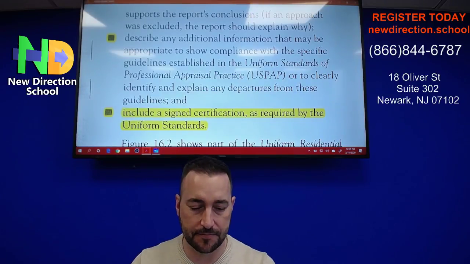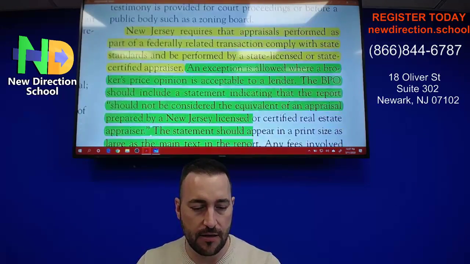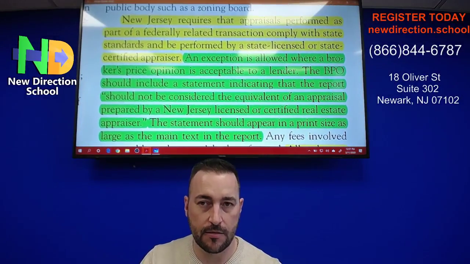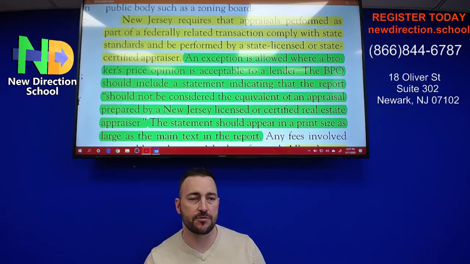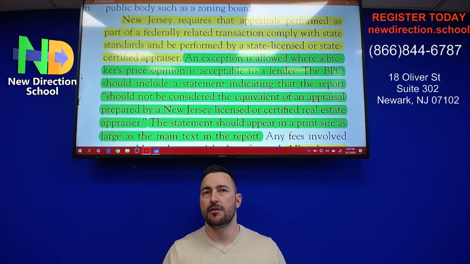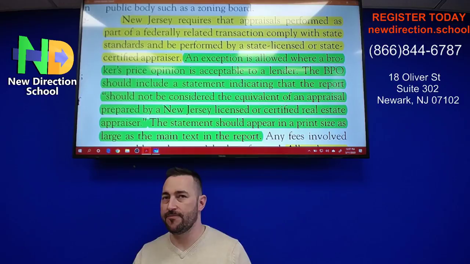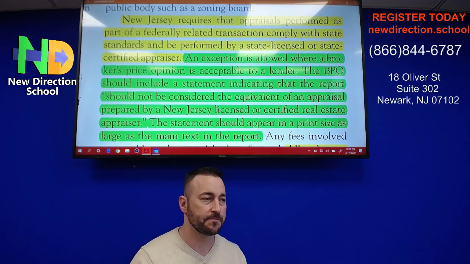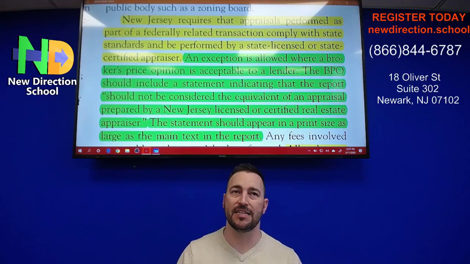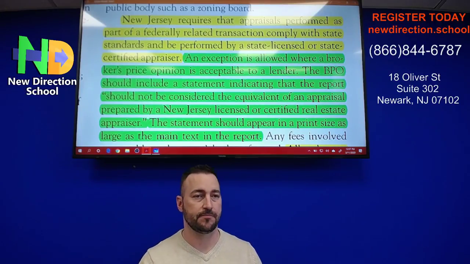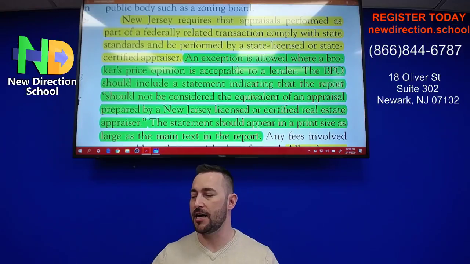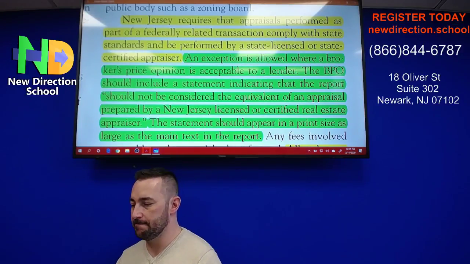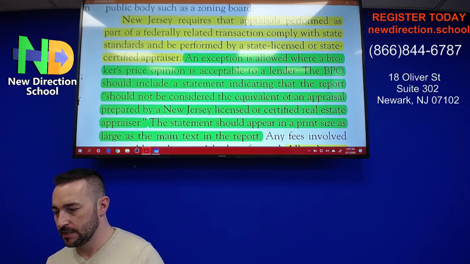Okay? At the bottom it says New Jersey. Do you see it? You see at the bottom where it says New Jersey? Great. New Jersey requires that appraisals performed as part of a federally related transaction comply with state standards and be performed by a state licensed or state certified appraiser. An exception is allowed where a broker's price opinion, underline broker's price opinion, is acceptable to a lender.